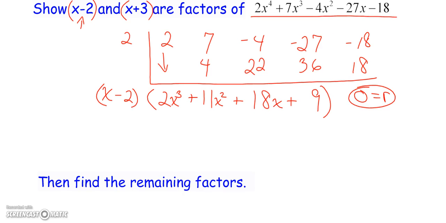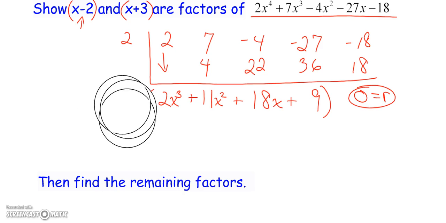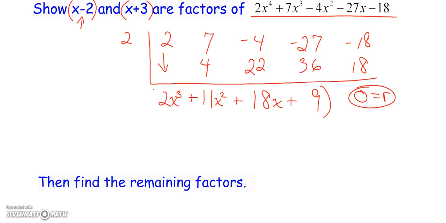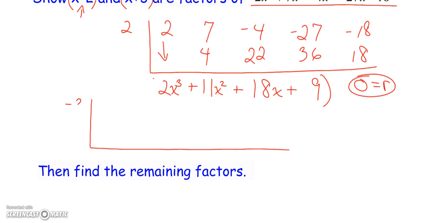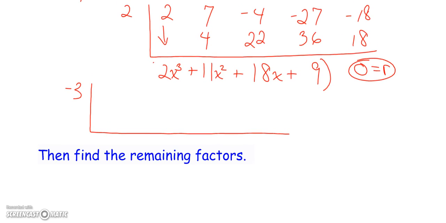So instead of working with the original statement, I want to make my life a little bit easier, and I'd like to use these numbers again. I'd like to use these ones on the bottom and do one more synthetic division. This time I need to test that the x plus 3 is a factor. So here, now notice the coefficients I'm using. I'm using 2, 11, 18, and 9.